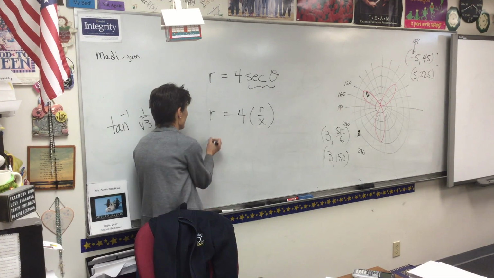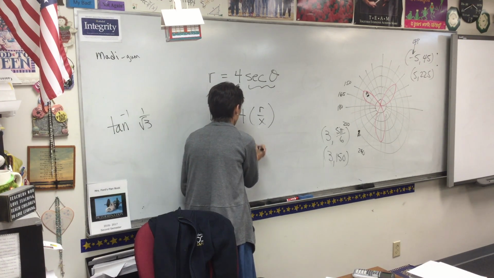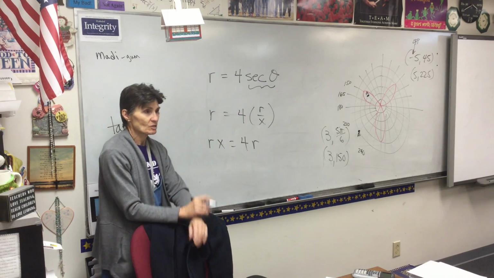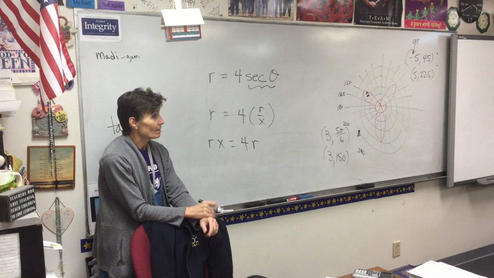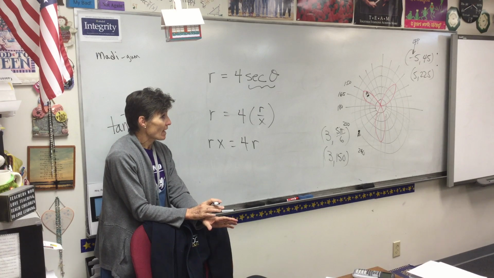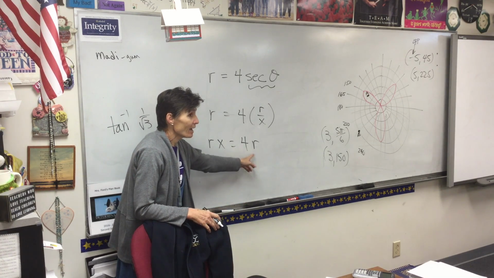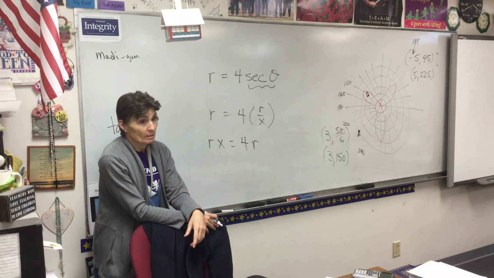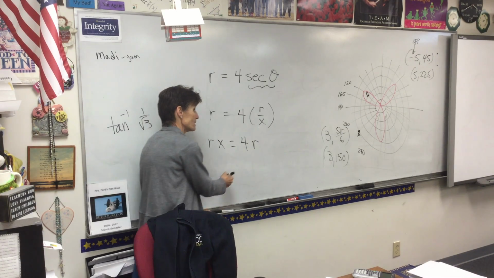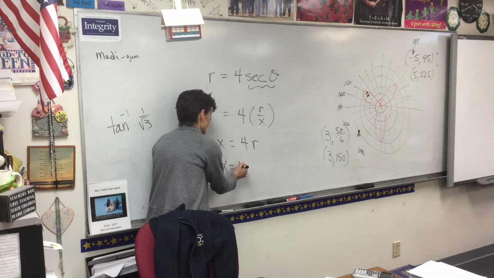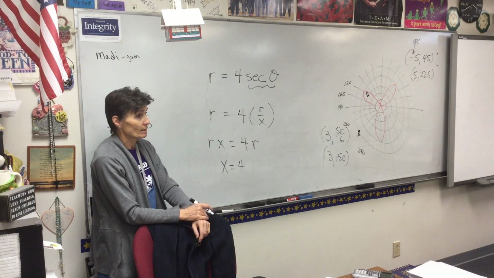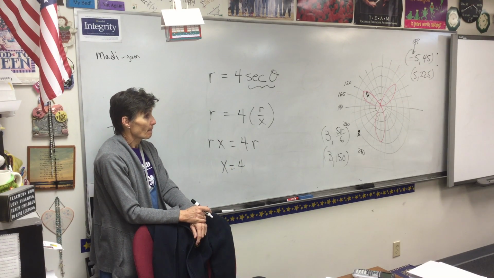Get rid of the fraction. So rx equals 4r. Whoa, wait a minute, this looks different. It's not squared. Well, it's better than that, because what do we have on both sides? An r. And I can cancel them out. So what's this equal? x equals 4. That's it, we're done.